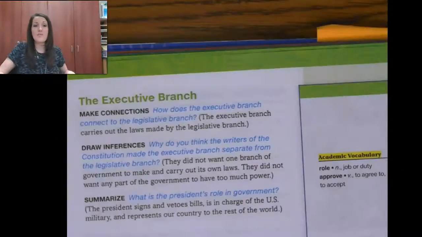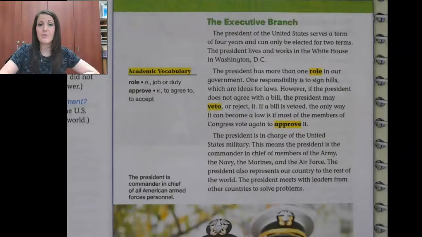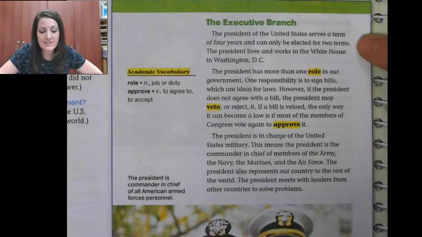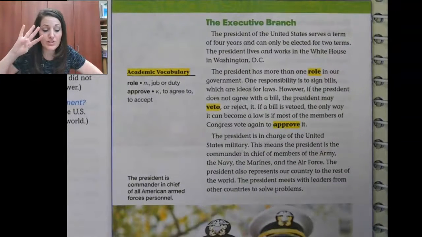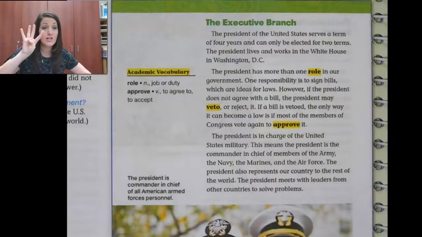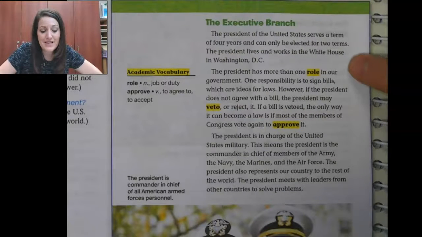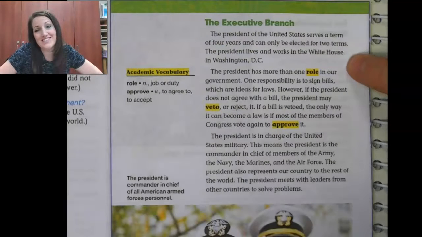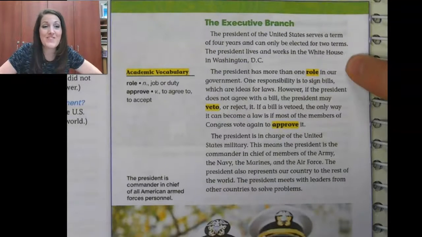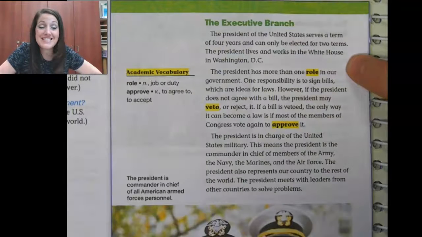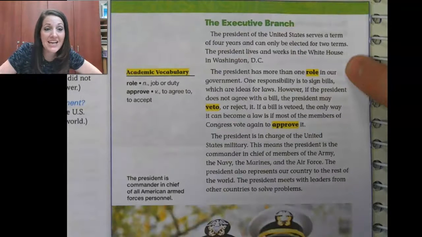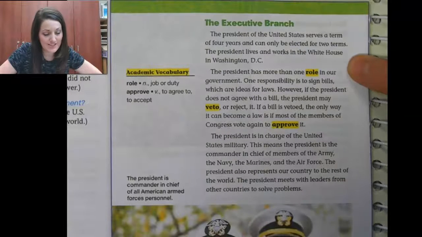Okay, if you turn the page to 152, we're switching from the legislature to the executive branch. The executive branch. The President of the United States serves a term of 4 years and can only be elected for 2 terms. Remember, we talked about that yesterday. 4 times 2 would be 8, so 8 years total. The President lives and works in the White House in Washington, D.C., which we know from yesterday is not in Washington State. It's in the District of Columbia, which is between Maryland and Virginia.